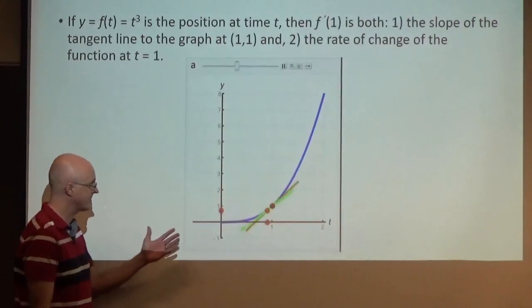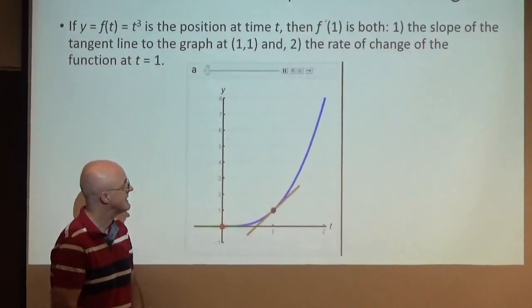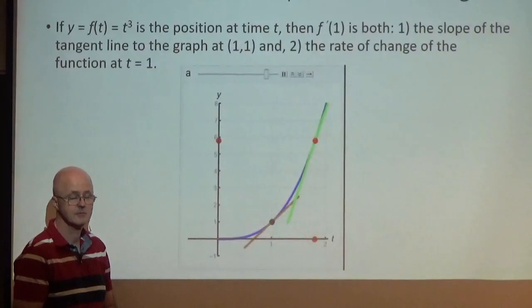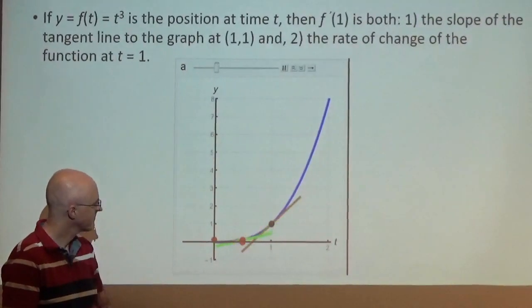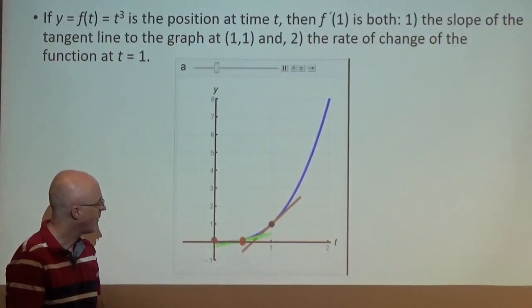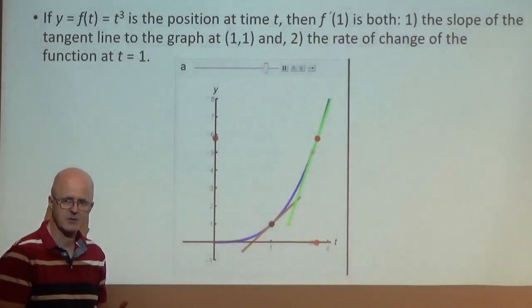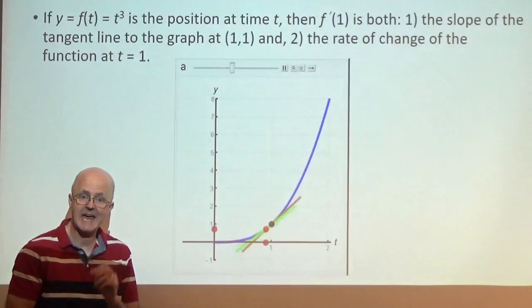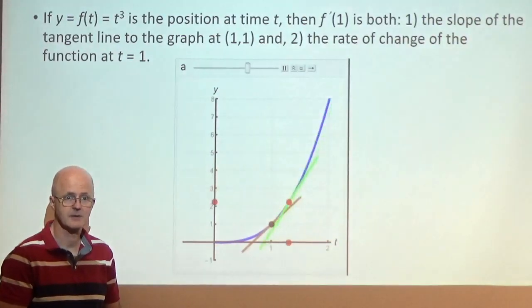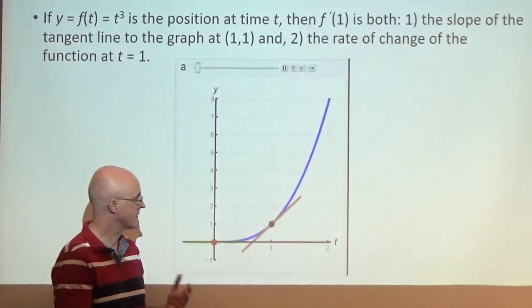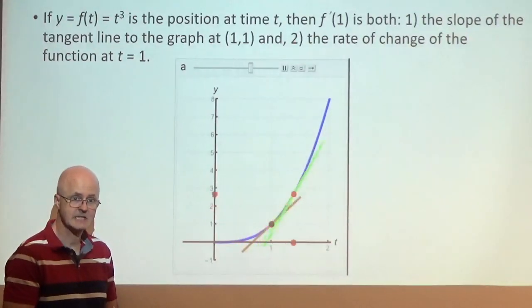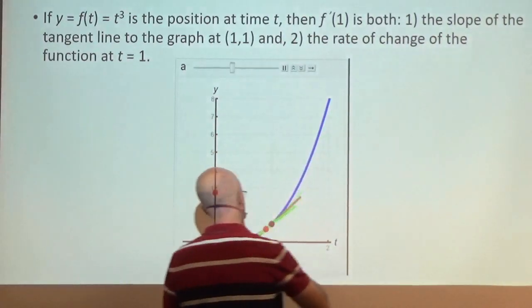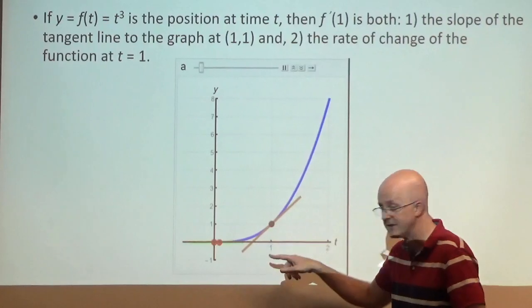So this blue graph is f of t equals t cubed. I want to interpret the meaning of its derivative at t equals 1. The brown line is the tangent line at t equals 1. I just found that the derivative is 3. That is the slope of that tangent line. You try to estimate the slope of this, you get 3.